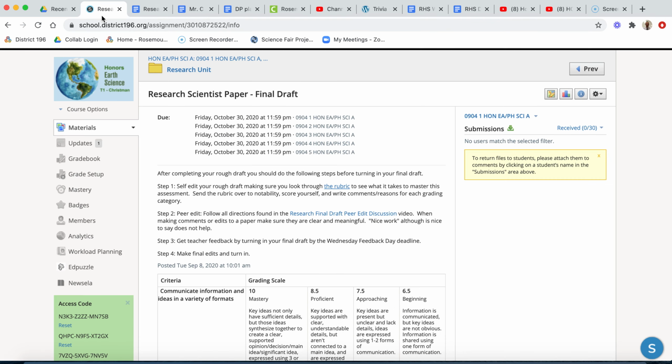Now the other thing that I'd like you to do for the self-edit is to physically, in your rough draft, whether it's in Google Docs or send it over to Notability, highlight definitions, if there are any, underline key ideas, and then if you're reading through and something doesn't make sense, or if you have a question about why you wrote something or want to go back to it, put a question mark in your rough draft. That's your self-edit.